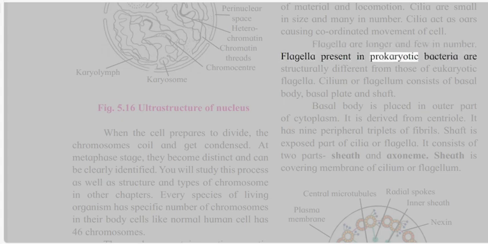Flagella present in prokaryotic bacteria are structurally different from those of eukaryotic flagella. Cilium or flagellum consists of basal body, basal plate and shaft. Basal body is placed in outer part of cytoplasm. It is derived from centriole. It has 9 peripheral triplets of fibrils.